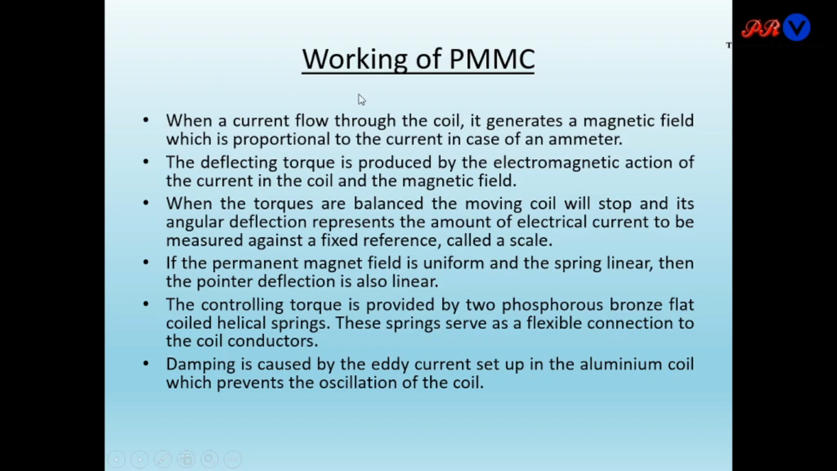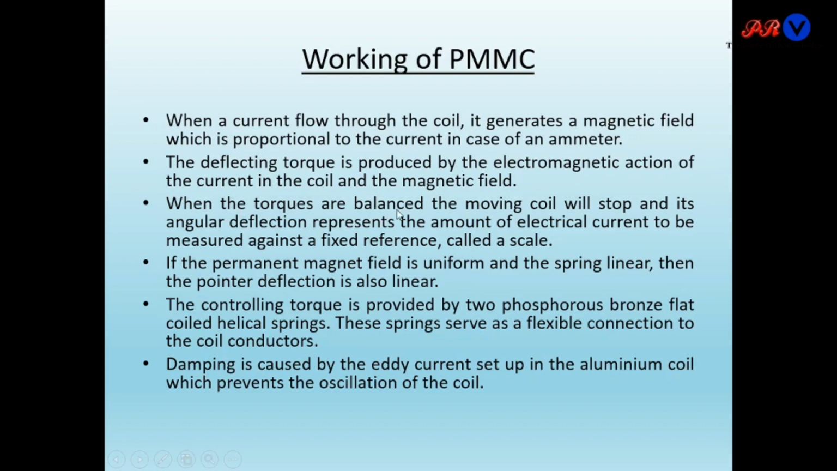Now working of PMMC. When a current flows through the coil, it generates a magnetic field which is proportional to the current in case of an ammeter. Clear? The deflecting torque is produced by the electromagnetic action of the current in the coil and the magnetic field. So this deflecting torque is provided by the combined electromagnetic action, that is the magnetic field produced by the current in the coil and the magnetic field of the permanent magnets.